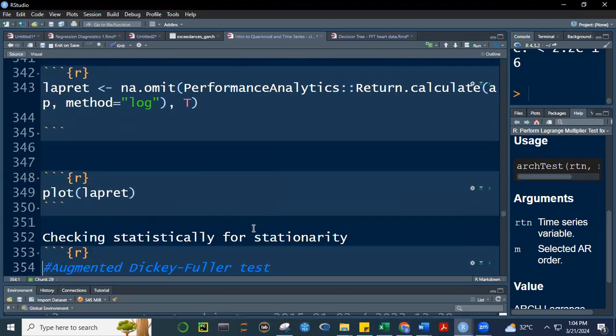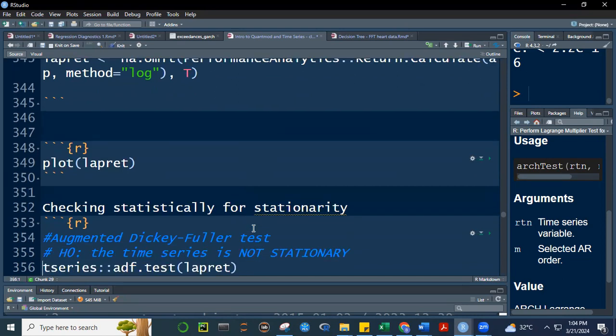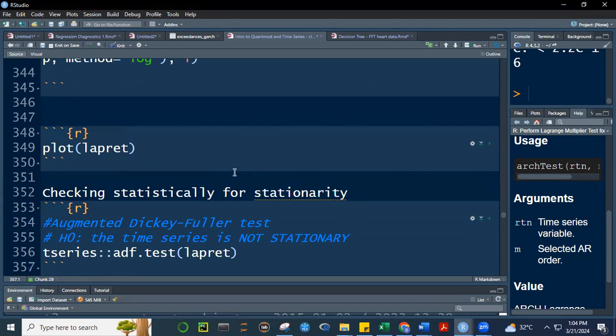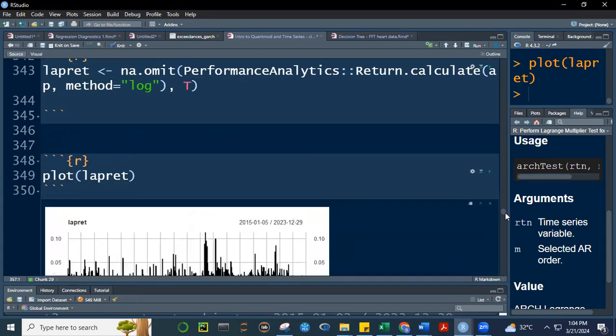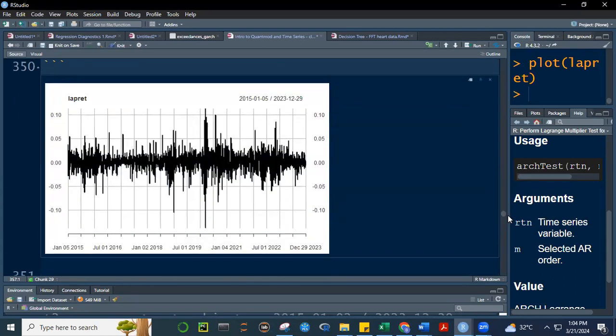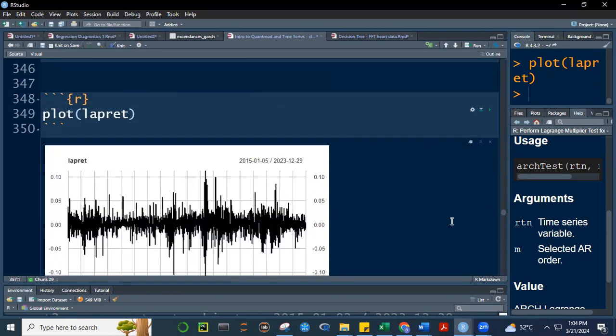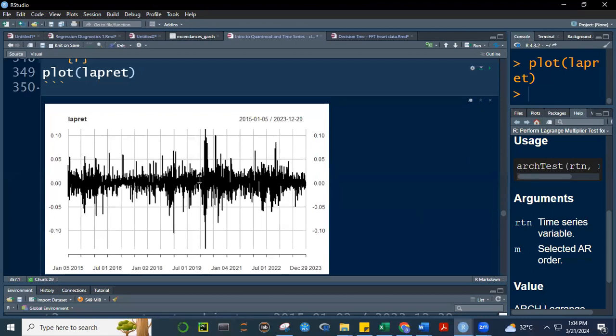And then what we did was to determine if the data, the log AP-RET, is already stationary. And we plotted that one last time, and we said that indeed this is stationary. It's stationary in mean and stationary in variance. In mean because there's no trend. In variance because, although there is what we call volatility clustering in some areas here, it doesn't seem to show an increasing variance or a decreasing variance over time.